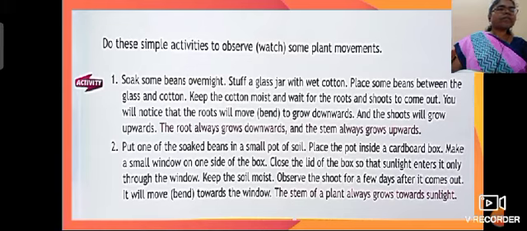Close the lid of the box so that the sunlight won't enter, only through the windows. Keep the soil moist. Observe the shoot for a few days after it comes out. It will bend towards the window where the sunlight comes from. The stem of a plant always grows towards the sunlight.